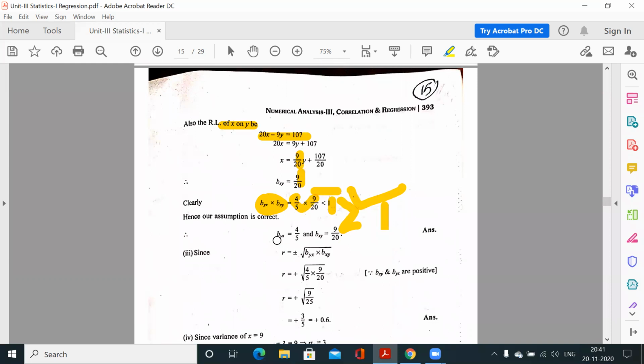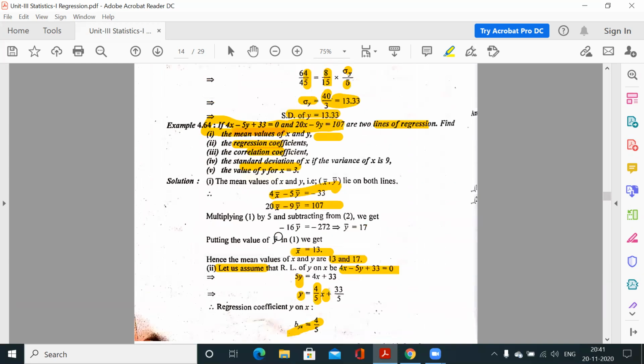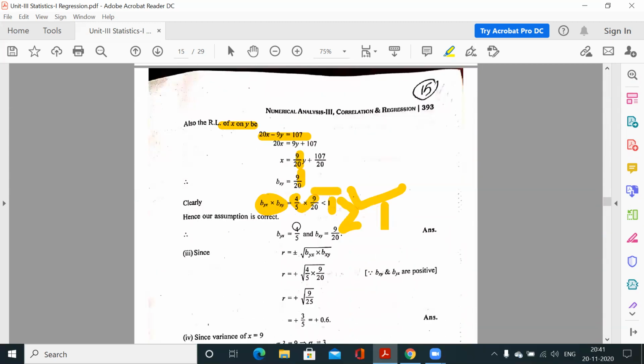I hope you know what I wanted to tell. Because we don't know which is the x line and which is the y line, we simply guess one equation as x and the other equation as y. We will solve, find out bxy and byx, and we will verify. If this product is less than 1, then our selection was correct. Otherwise, we will swap our selection to get the right regression coefficients.